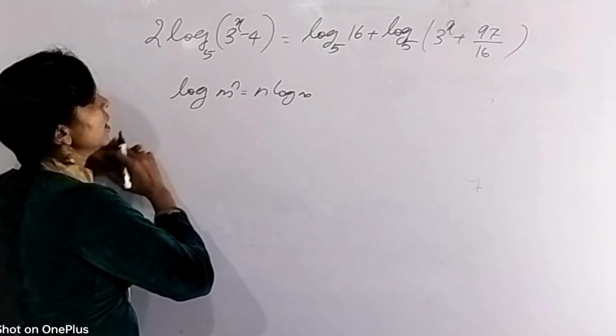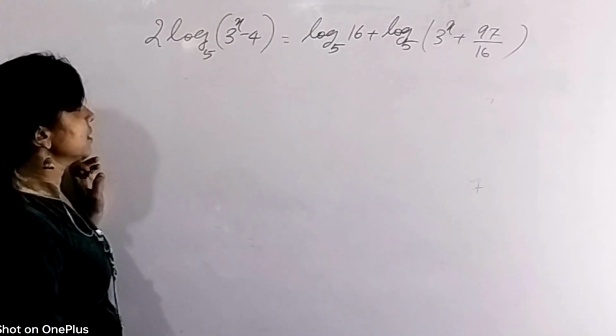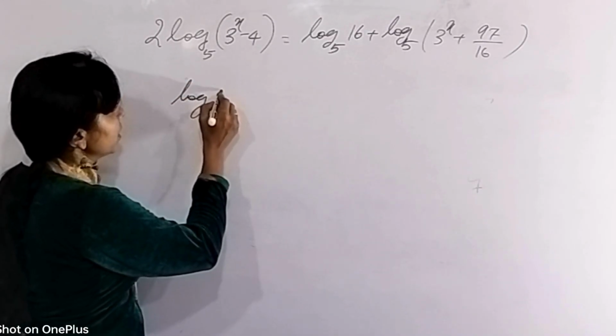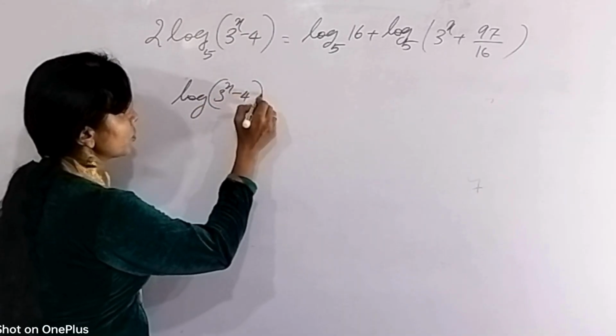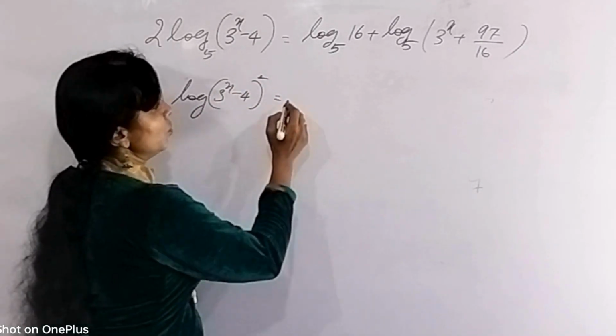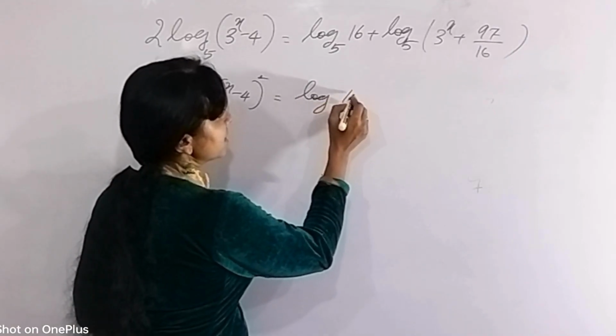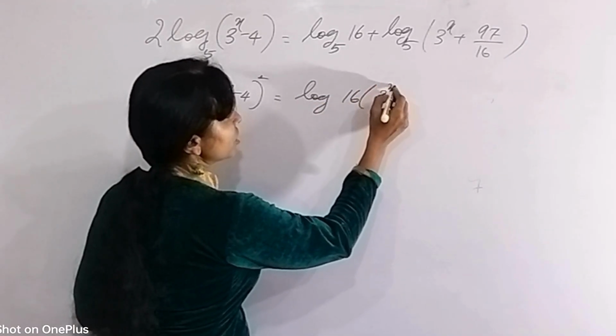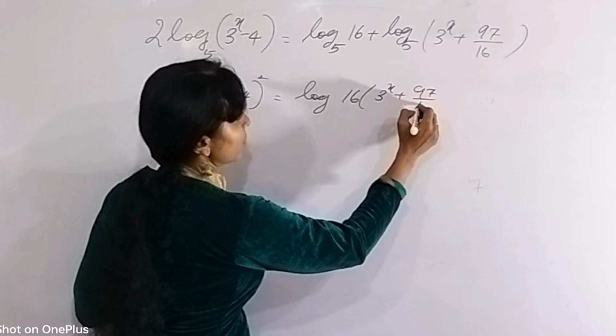By applying this rule, I'll get this function as log of 3 raised to x minus 4 the whole square is equal to log of 16 into 3 raised to x plus 97 by 60. Clear?